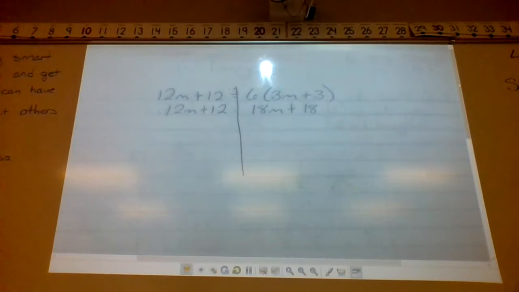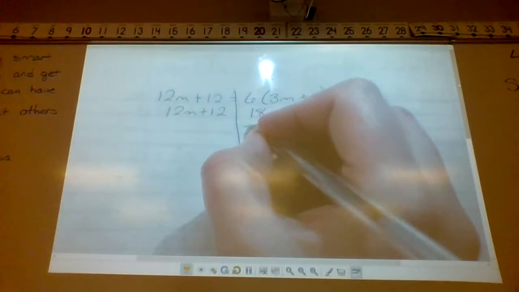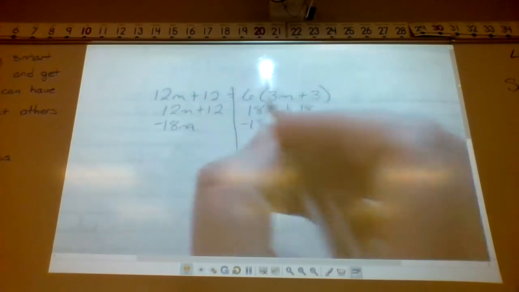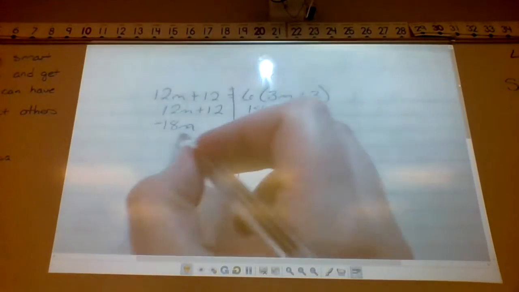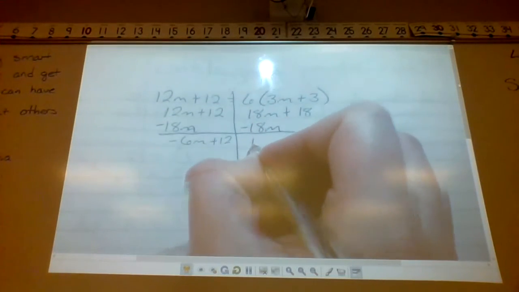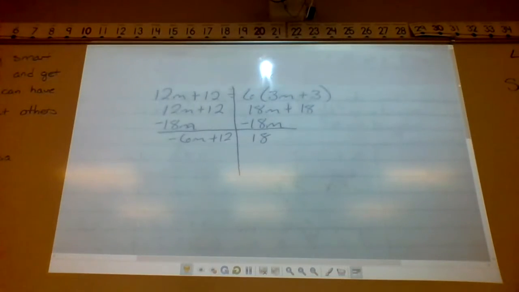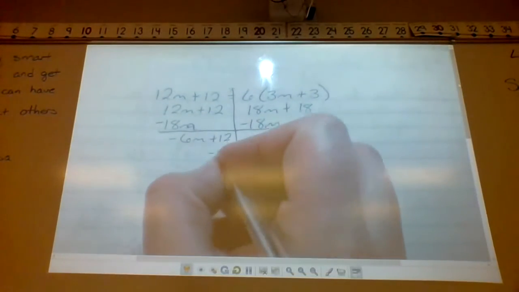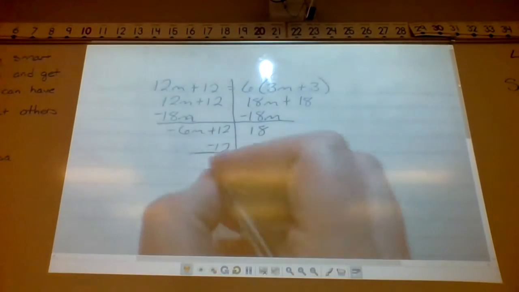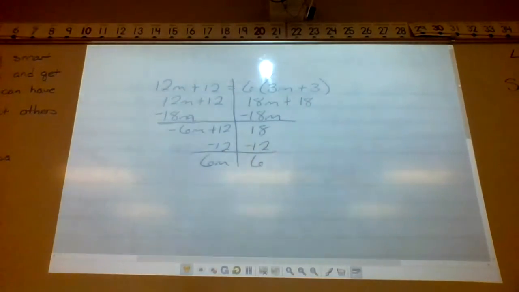You want the variable just on one side. What side do you want it on? So which one do we get rid of? Right. How? Subtract what? 18m. What is 12m minus 18m? Well, now what? Subtract 12 from both sides, and what do you get? We have 6m, we have 6.